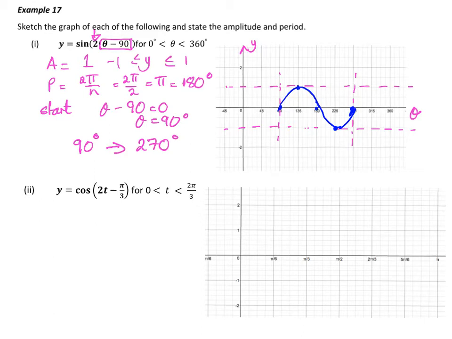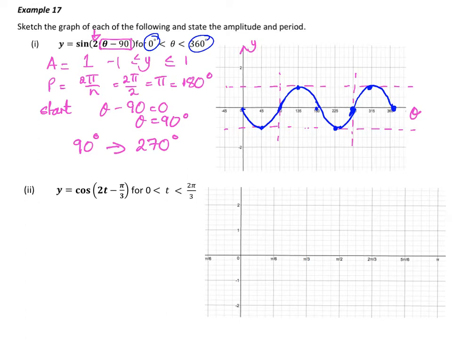But of course, I wanted my graph between 0 and 360 degrees. So I now need to extend it backwards and forwards. So if I think about it going backwards, I've got another 90 degrees. If you have a look at the graph there, 90 is half a cycle. So it's going to go down there and up there. And so there's my graph that way. And of course I've got to go up to this point here. And so therefore I go up again. And that is my graph of y equal to sine of 2 outside of theta minus 90 degrees.